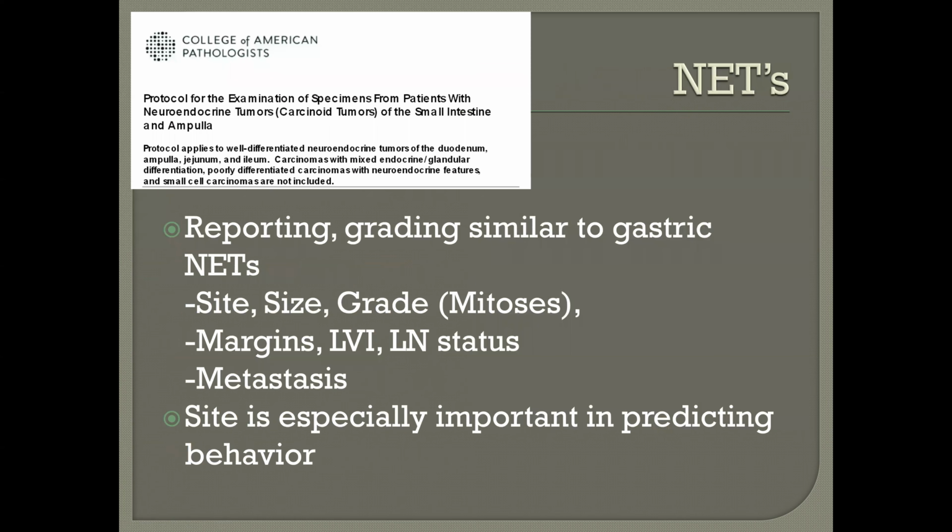In terms of staging and reporting these lesions, there are up-to-date protocols for neuroendocrine tumors in the GI tract, and those are distinct from other sites. Key features as expected: site, size, and grade, well differentiated based on mitotic count, poorly differentiated based on morphology, margin status, lymphovascular invasion, lymph node status, and so forth. And site is quite important in terms of predicting behavior.